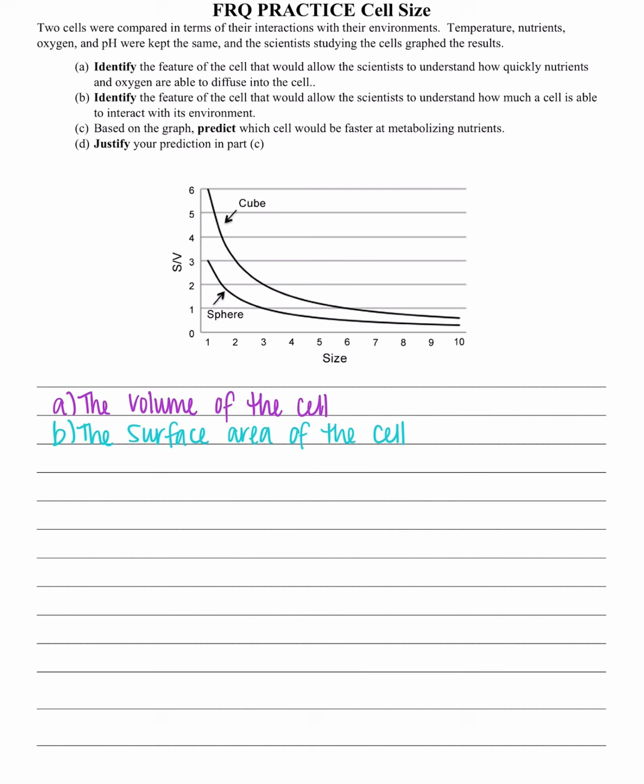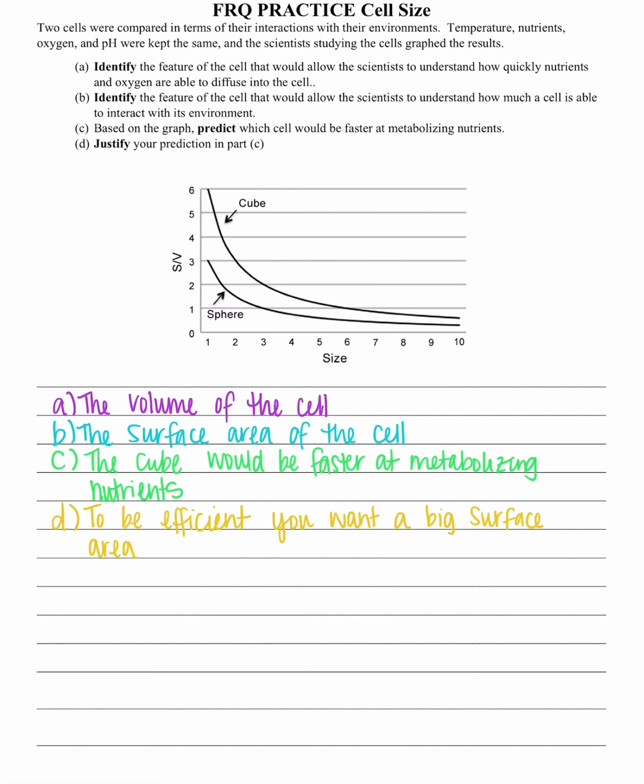Part C says, based on the graph, predict which cell would be faster at metabolizing nutrients. The answer to that would be a cube. And for part D, that's because the surface area on the top and the volume at the bottom of my ratio, we want the surface area to be a big number. Okay, we want it to be bigger so that it can interact more with the environment.